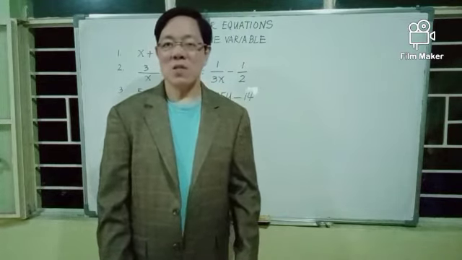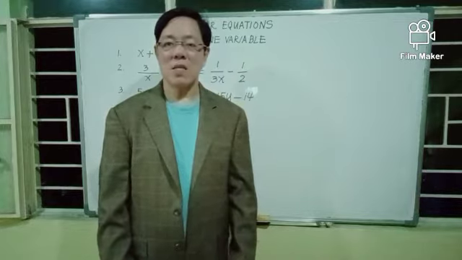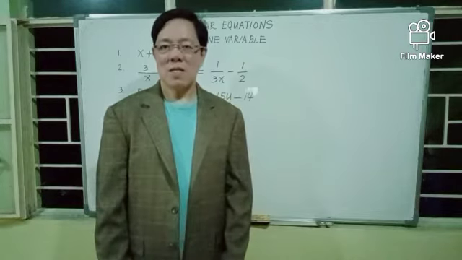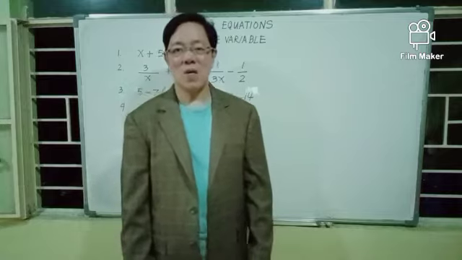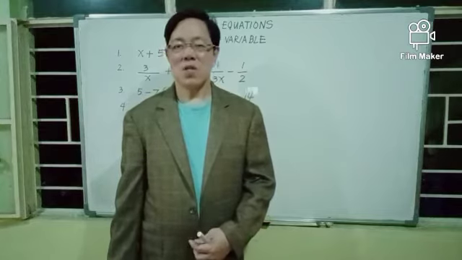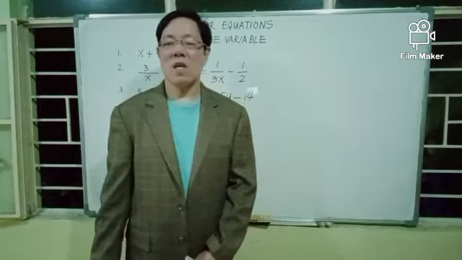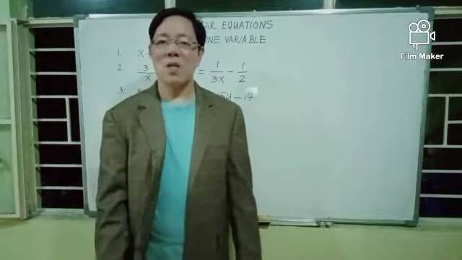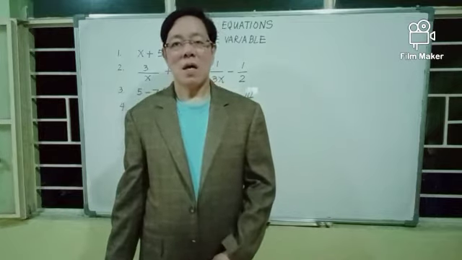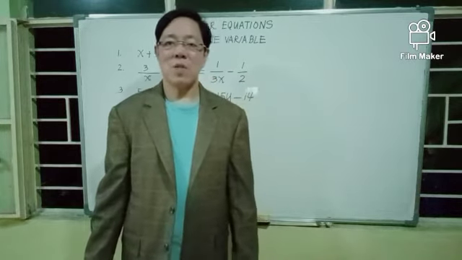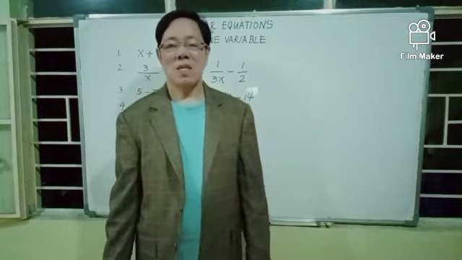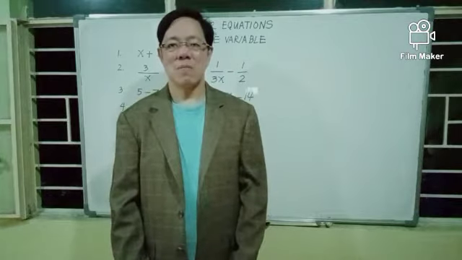And in solving linear equations in one variable, we apply properties of equalities, including the addition property that says adding the same constant to both sides of an equation maintains the equality of the equation. The subtraction property of equality says subtracting the same constant from both sides of an equation also maintains the equality of the equation. And the multiplication property of equality says multiplying both sides of an equation by the same constant maintains the equality of the equation.